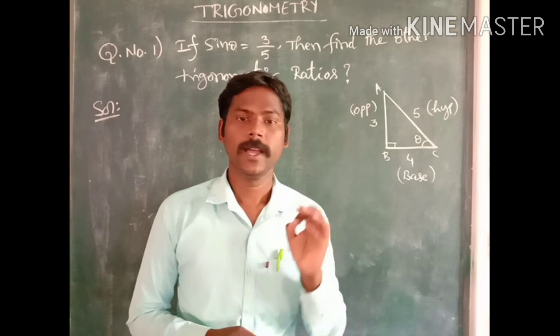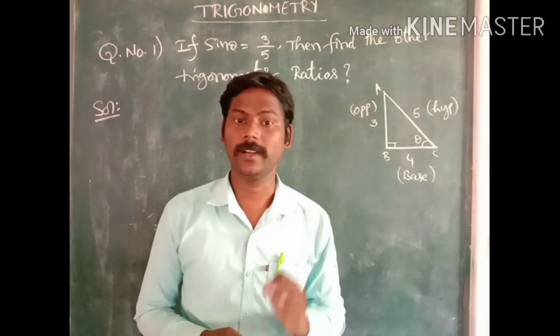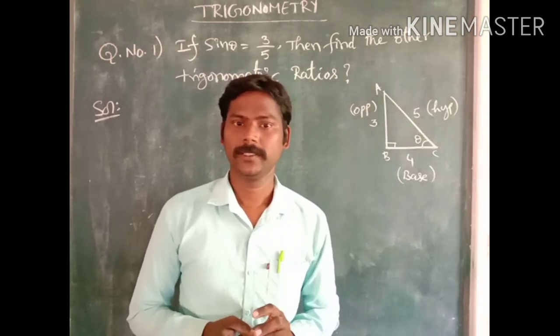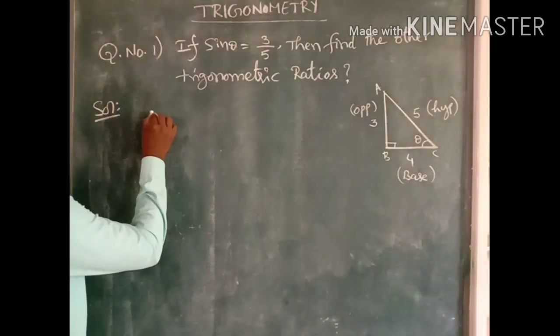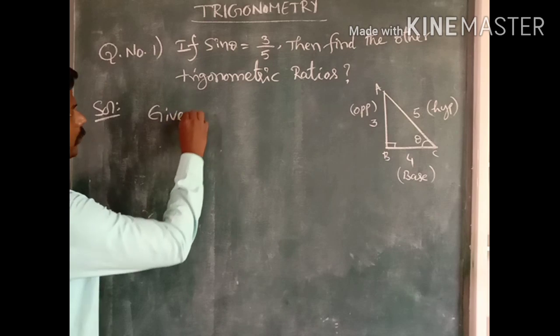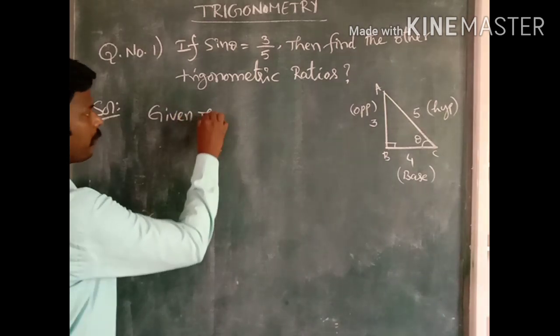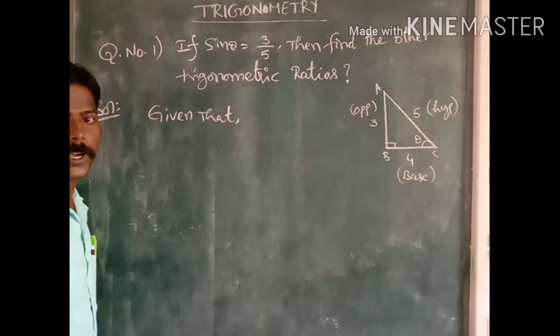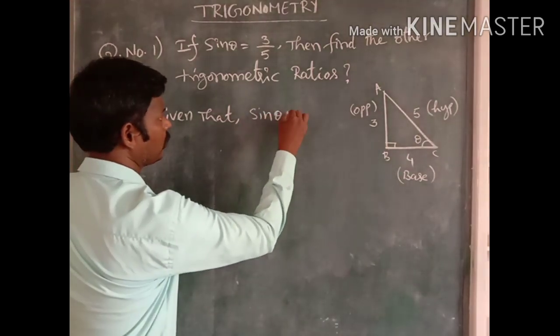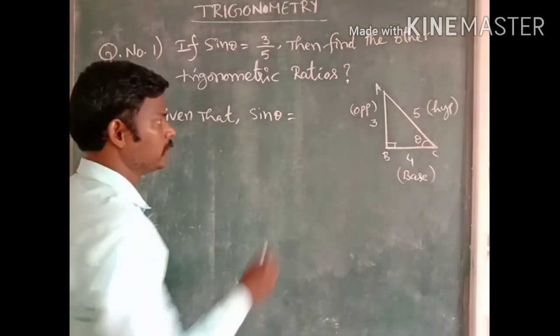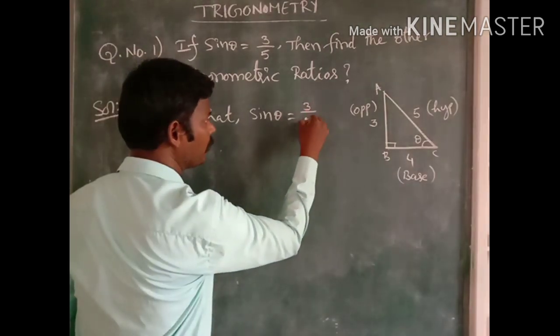Okay, look at the board. Observe very clearly and very carefully. Okay, look all of you. First, given that, I will write. Given that. What is given, children, here? Sin theta. What is the value given? 3 by 5.